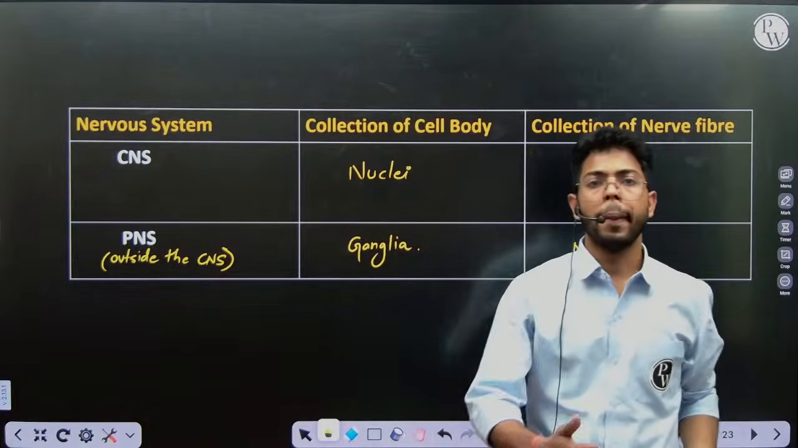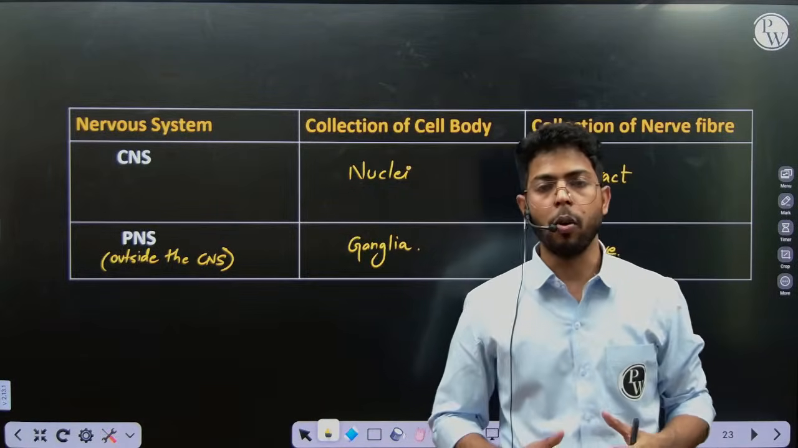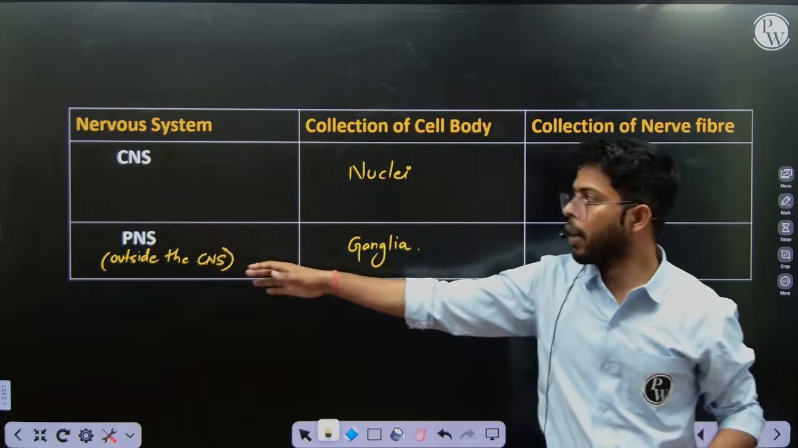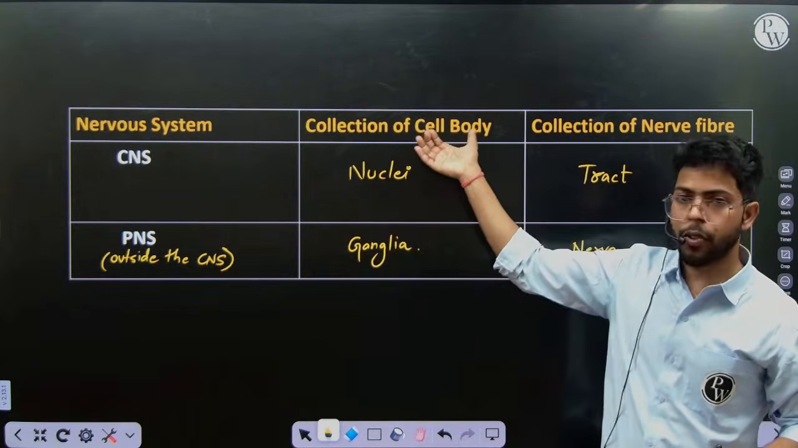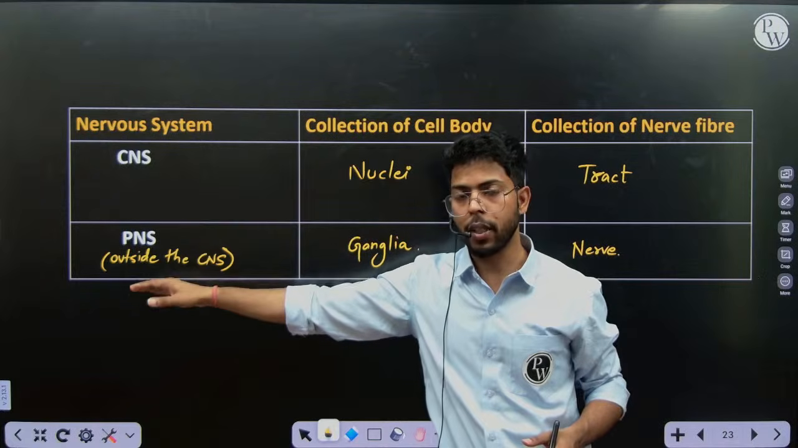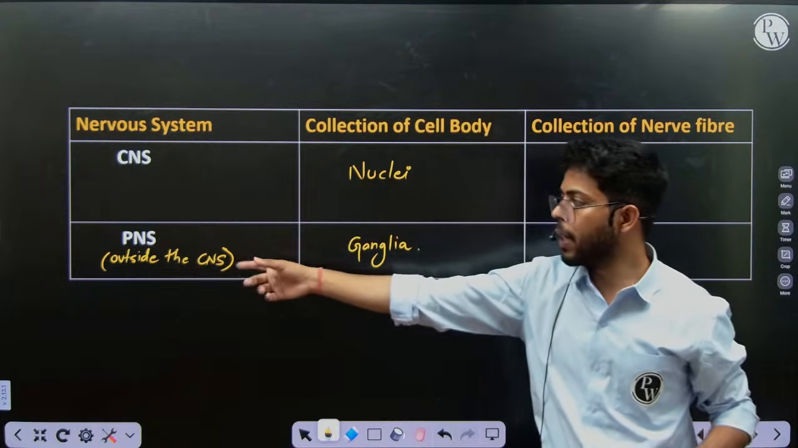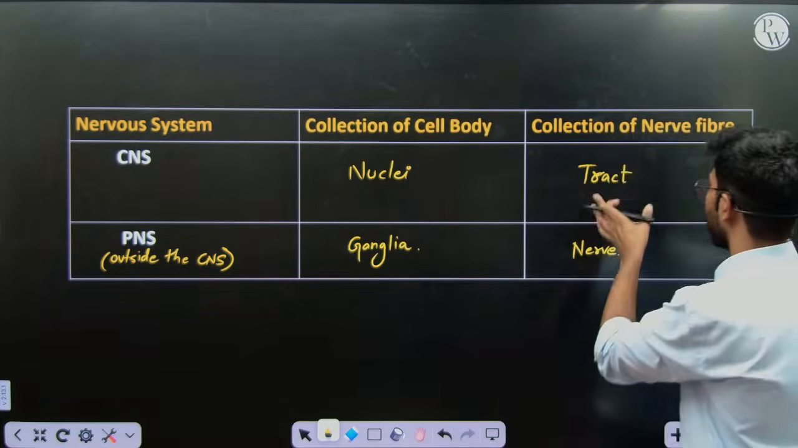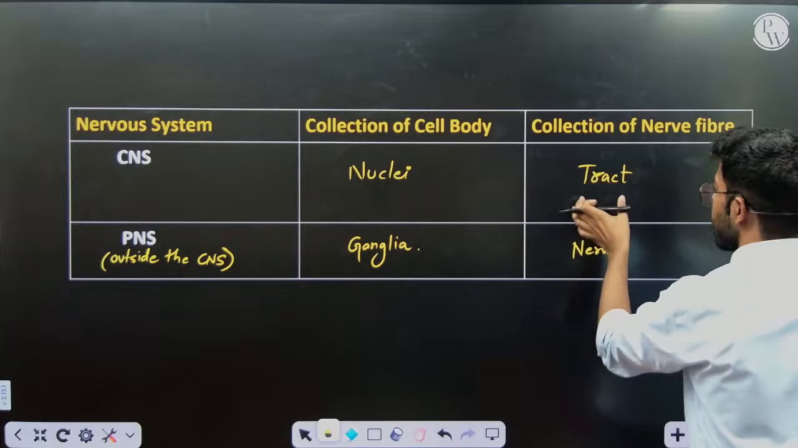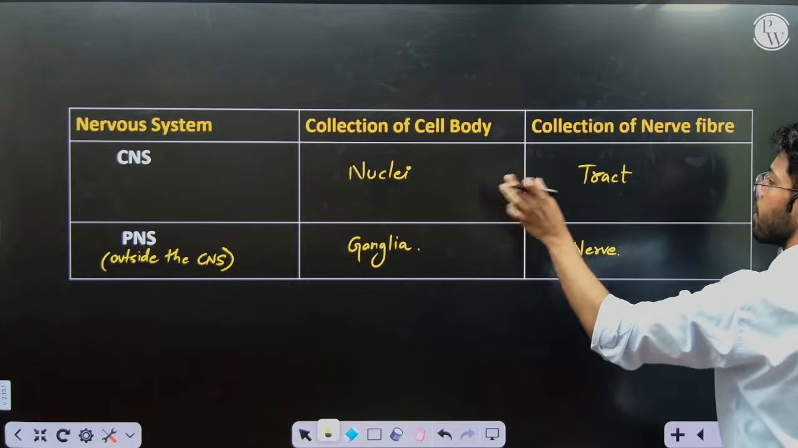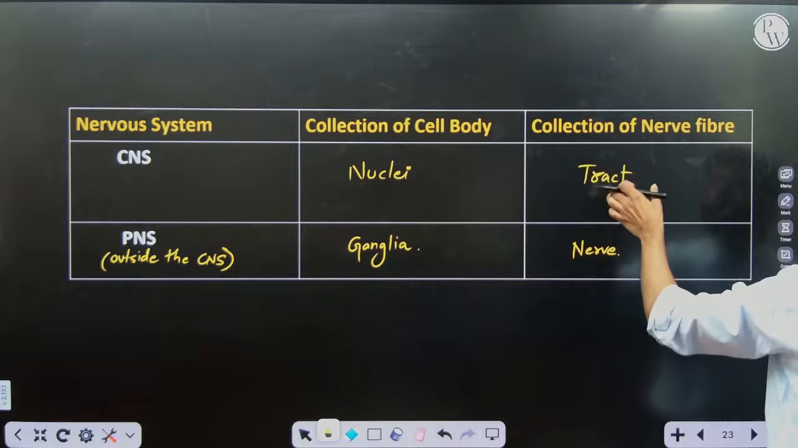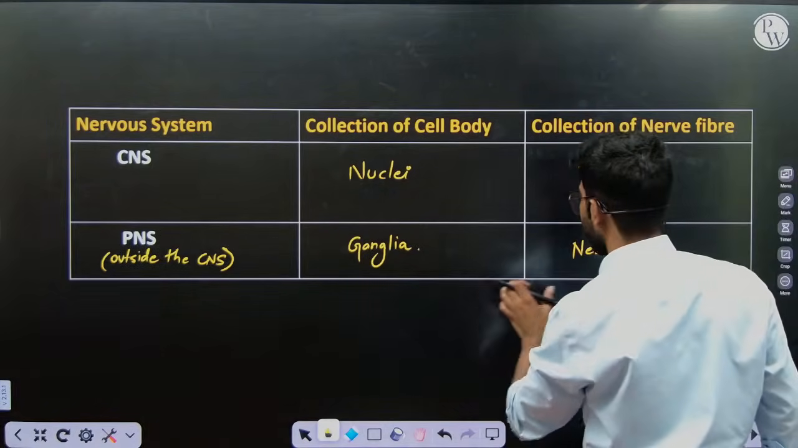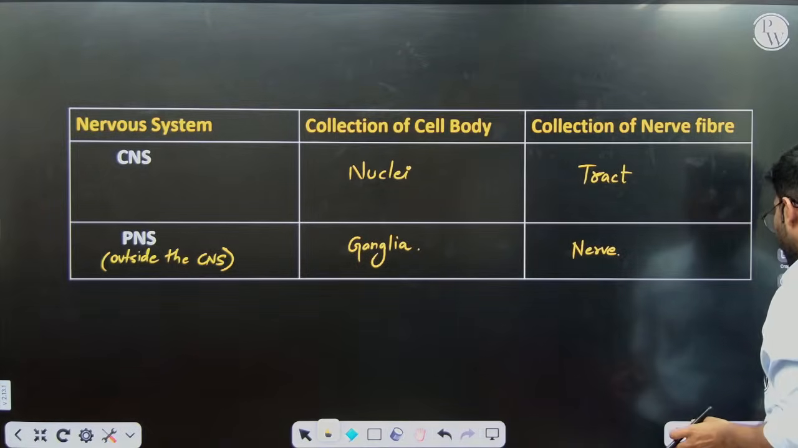So nuclei are the collection of cytons, that is cell bodies, present in our CNS, that is brain or spinal cord. But if this collection of cell bodies is present outside the CNS, that is in PNS, peripheral nervous system, we can use the term ganglia. Same with respect to the nerve fiber. So if a collection of axons is present inside the CNS, we can use the term tract, and in PNS we can use the term nerve.